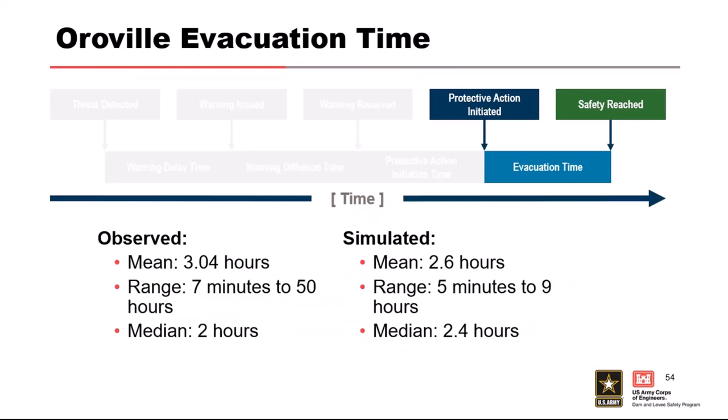On the whole, LifeSim did pretty good at estimating the times that people are going to take. The range was 7 minutes to 50 hours. 50 hours was probably this person driving a few states over, maybe visiting family, so obviously we need to control for the edge cases. But generally, we did pretty good in the range, and the median, we were solid. So on average, LifeSim did very well at estimating how long it was going to take people.